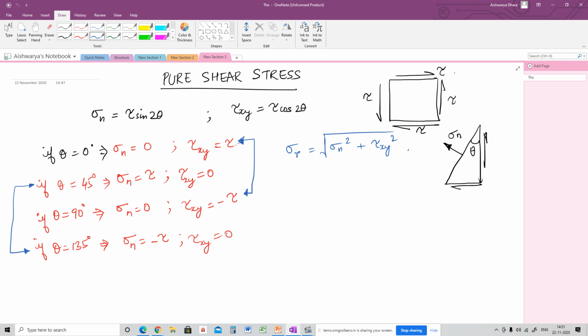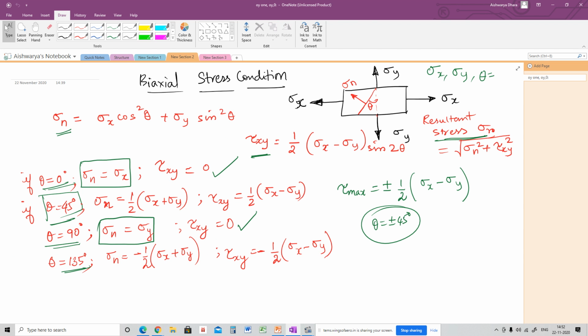Ma'am, could you please look into the formula for the shear stress in the biaxial stress condition? Ma'am, it is written minus of sigma x minus sigma y by 2. Where? Which one? In the book. Which formula are you after? The shear stress formula. Yes, ma'am. Tau xy equals minus 1 by 2 into sigma x minus sigma y sin 2 theta. Minus. Yes, ma'am.